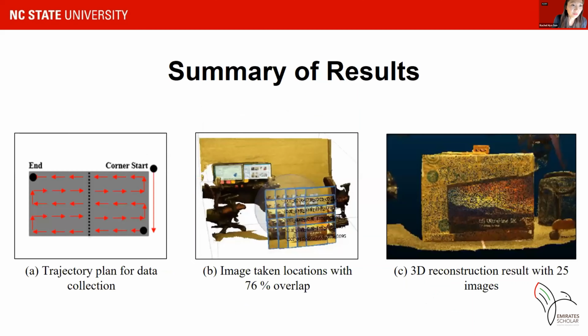This slide shows the summary of the results. A shows how the camera attached to the robotic arm moves along the object surface to take the image data after sensor and robotic arm planning. B shows the image taken locations estimated with the 76% overlap after image processing. And C shows the successfully reconstructed point cloud model.